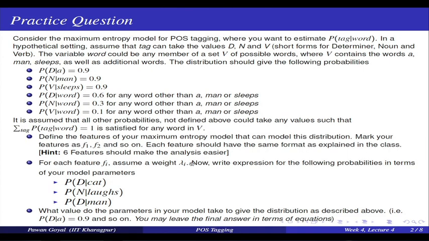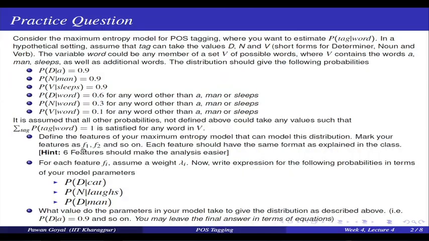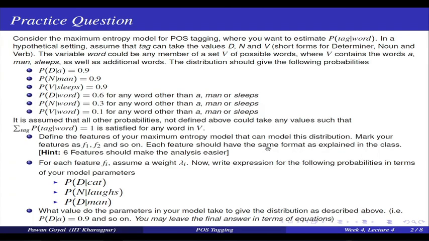The first question says, you are given this problem setting. Now try to define what will be the features of your maximum entropy model given these constraints. The problem says to mark your features as f1, f2, and so on, and each feature should have the same format as we explained in the last class. That is, each feature is a function of x and y. x is the context around the word, and y is the particular class or tag.